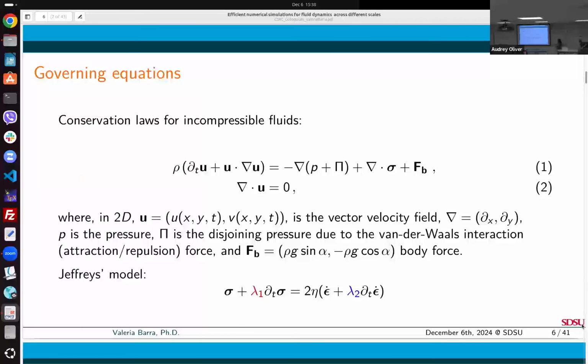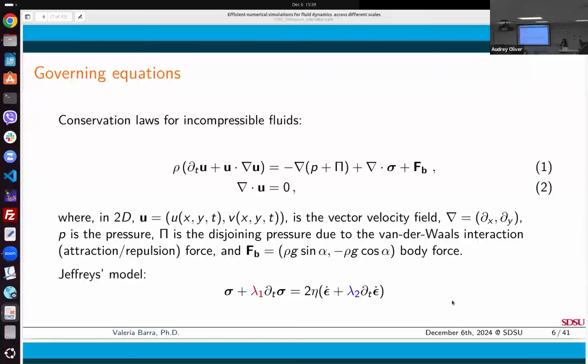So these are the classical equations to describe conservation for incompressible fluids. The first one is just the conservation of linear momentum. And the second one is just the continuity equation, so conservation of mass or incompressibility in this case. In the first one, we add some body forces, so we have an extra source term. And also you can see the divergence of the stress tensor, and you can see the negative gradient of pressure, where we define P, just the usual pressure, and then plus capital pi, which is an additional disjoining pressure due to the van der Waals interaction, attraction, repulsion force.